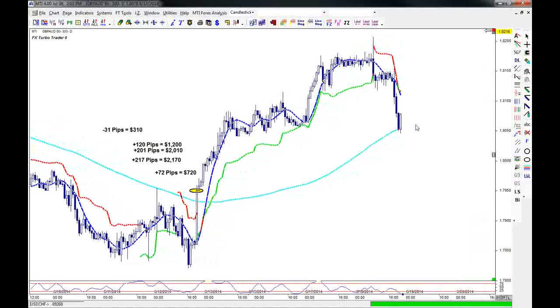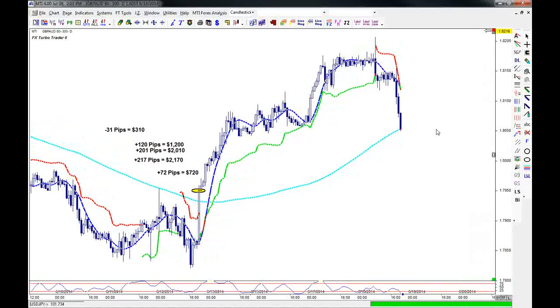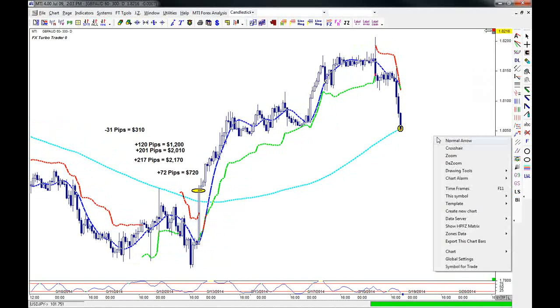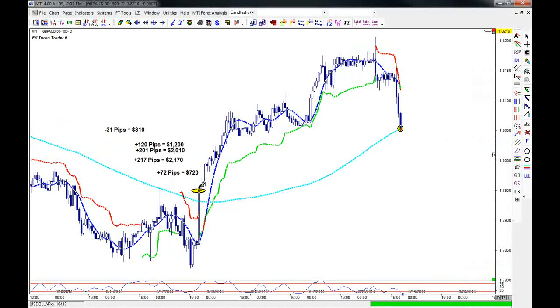There it is. How many of you see that? So we have a cross back below the teal blue line. That's where I'm getting out. Let's go ahead and see how many pips we just generated.